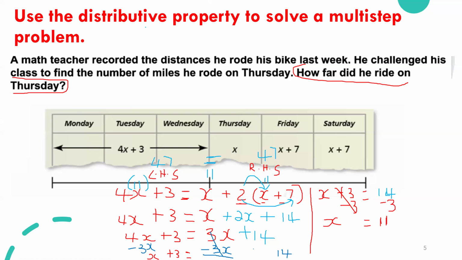And there you have it, how we solve a multi-step equation using the distributive property and also combining like terms.